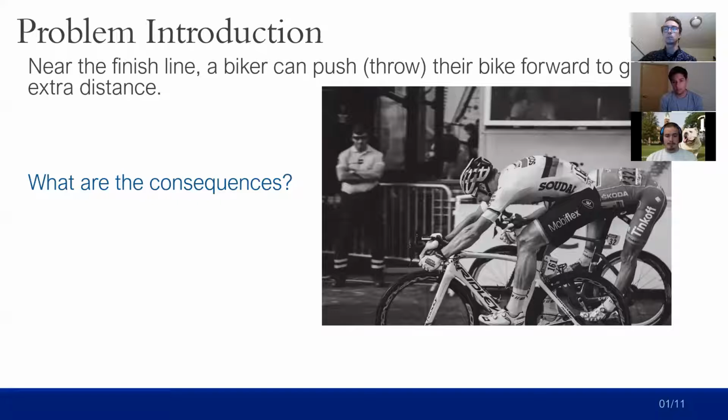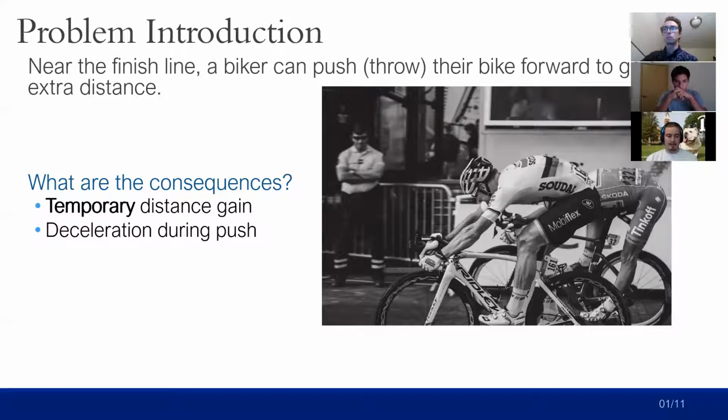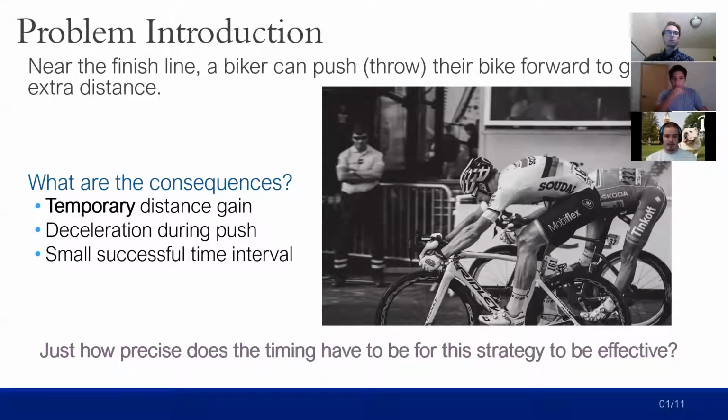So the consequences to consider in this is first, there's a temporary gain of distance. While there's a gain of distance, there is also going to be a deceleration during the push due to air resistance, which gives us a small window of success for pulling off this strategy. So the main question we want to ask in this model is just how precise does the timing have to be in order for using a bike throw to be effective?